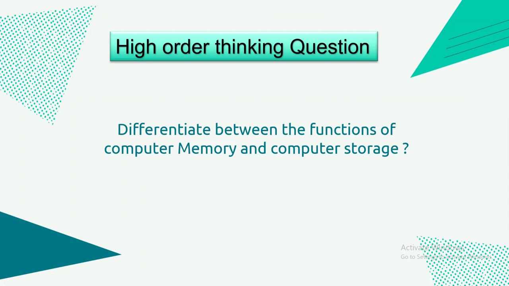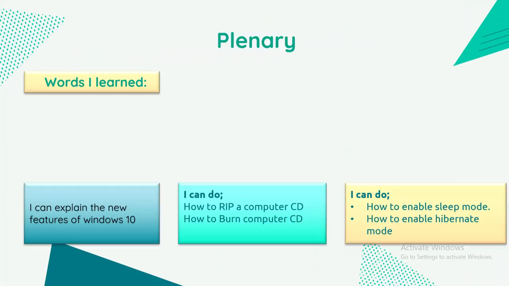The main difference between their functions is that computer memory is volatile, means RAM is volatile. It means that when you turn off your computer, all the data will be lost from the RAM, while the computer storage, hard disk, is permanent, means when you save data in the hard disk, it will never be erased. It will remain until you want. So this is one of the main differences between these two. You can also find out some other differences and list them here.